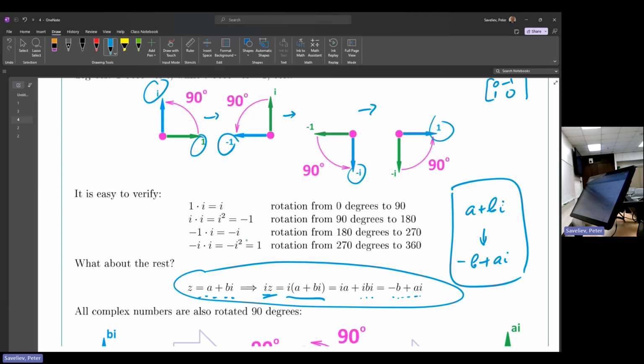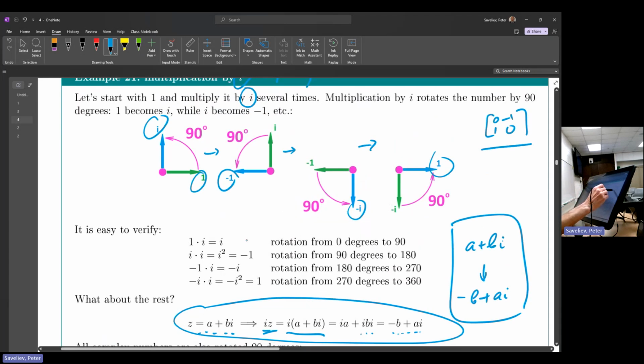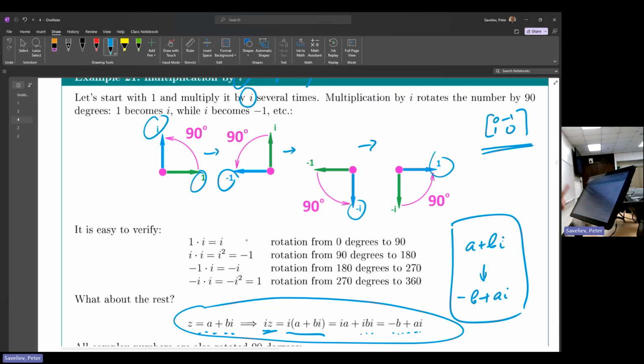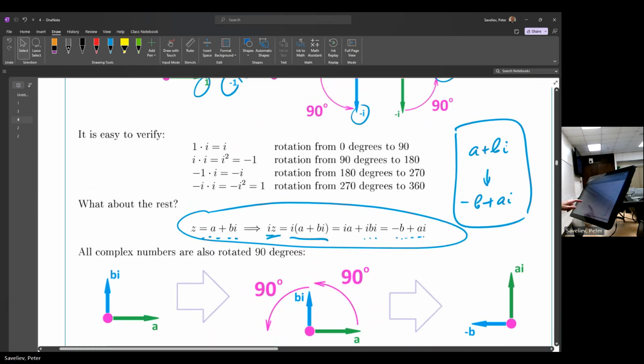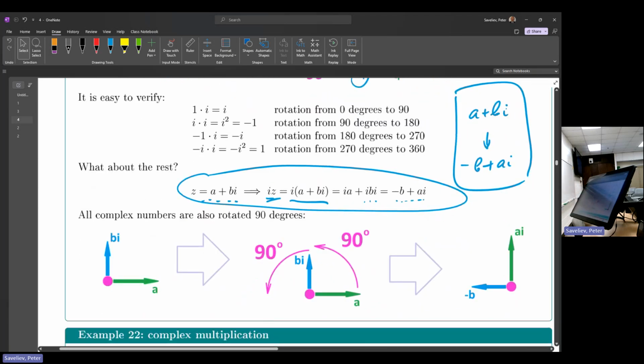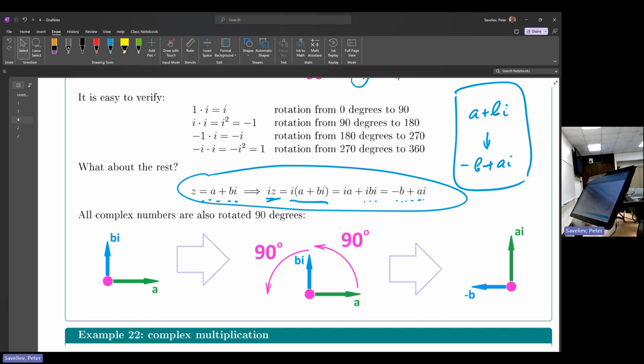Remember, there's a real part and an imaginary part, but they have been flipped, with a negative sign. As we know from studying linear operators, that's what rotation by 90 degrees does. It swaps x's and y's with a negative sign. So all complex numbers are rotating 90 degrees. That's the operation. Every complex number that is not real will produce rotation.